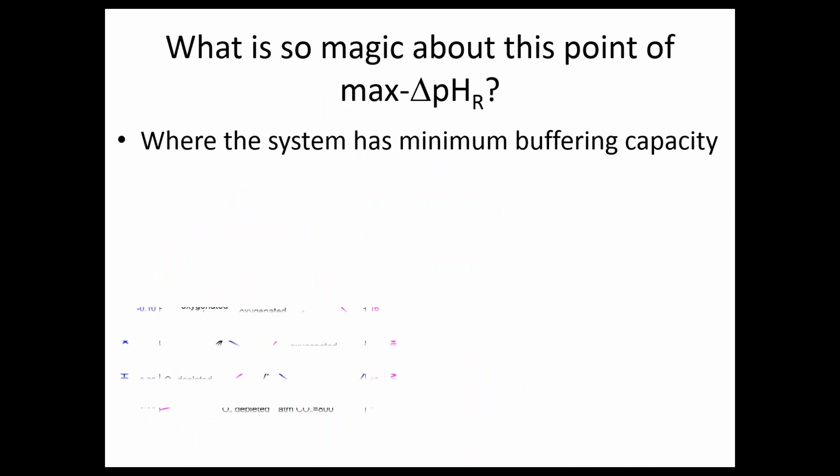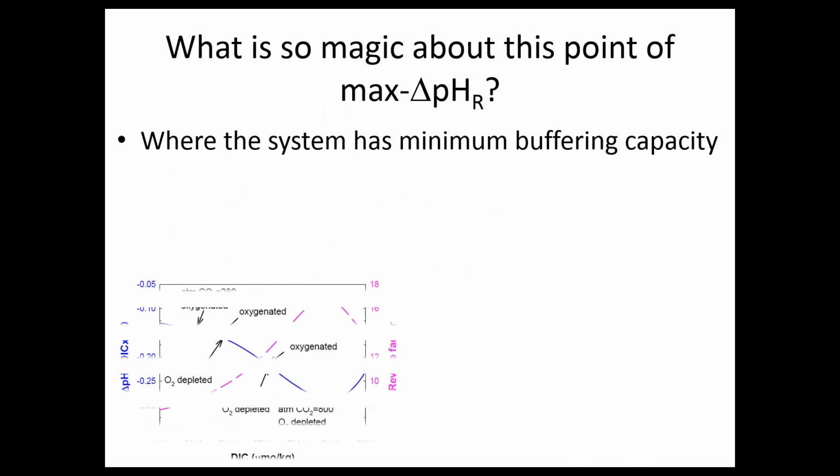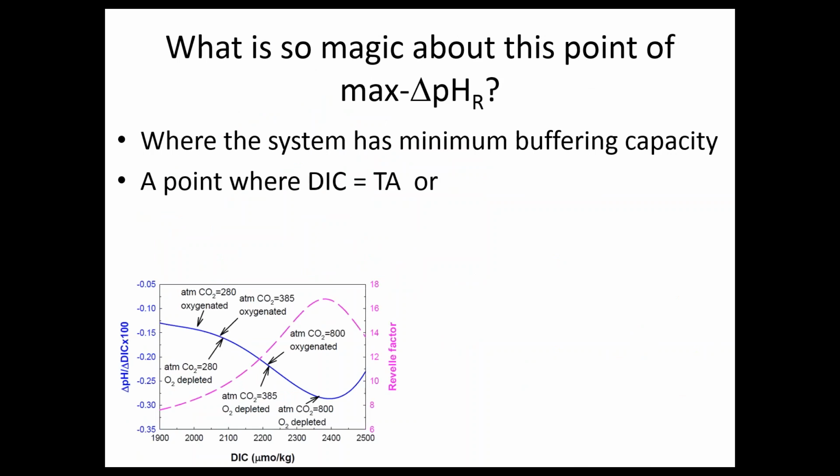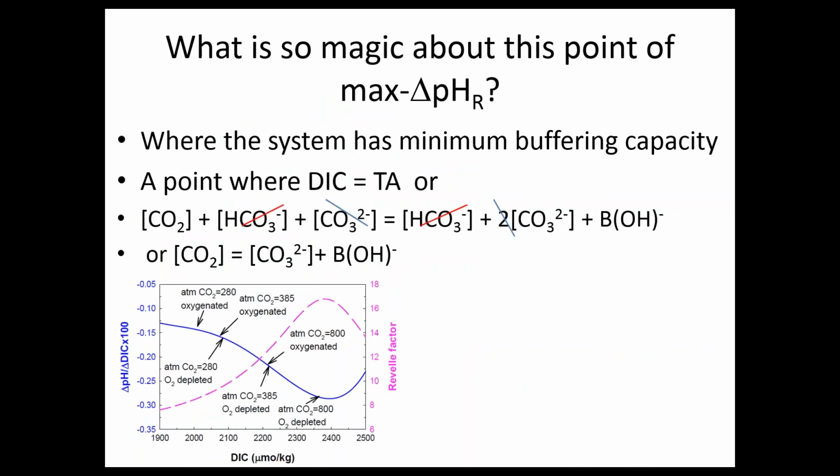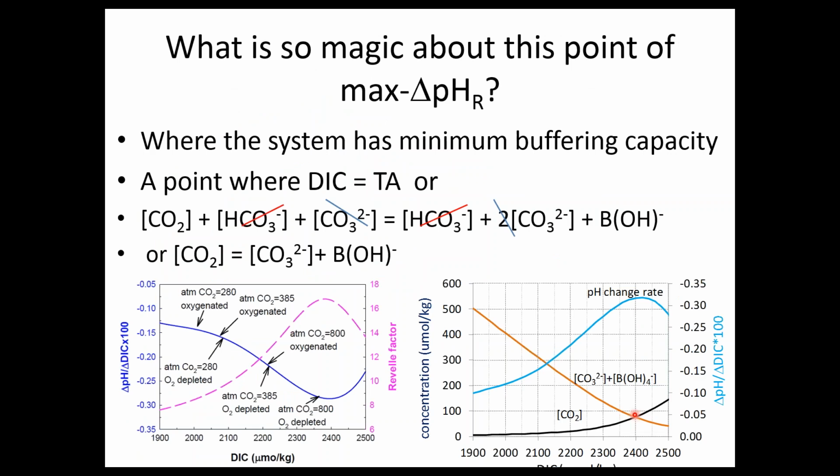I'm going to skip this. This will just try to show that at the point where carbonate equals CO2 concentration, the system is most sensitive to adding additional acid, so it has the largest pH change.